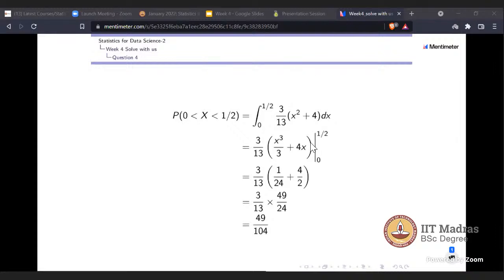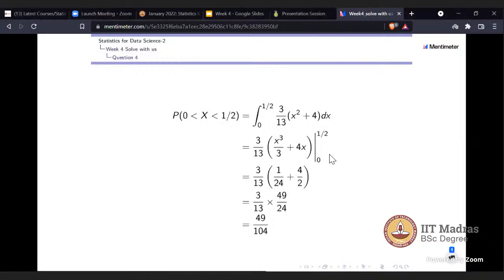Ma'am, in joinpd.com, while entering the number, can we enter 49 upon 104 also, or do we have to put the decimal number? I think you can. Wait, let me check. You can't put alpha, only a number. Only decimal. We have to put the number only, right? Yes. That's why it was not taken. Okay, ma'am.